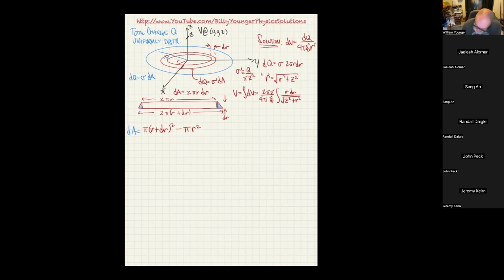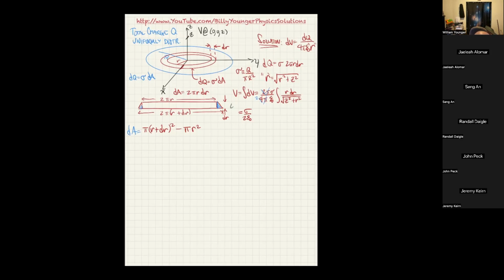You can see that this pi is going to cancel out with this pi, and this 2 is going to cancel out and leave a 2 down here. So I get sigma over 2 epsilon naught. So this is going to become sigma over 2 epsilon naught. And now I'm going to use a technique of integration called substitution, which I'm sure you all know of.